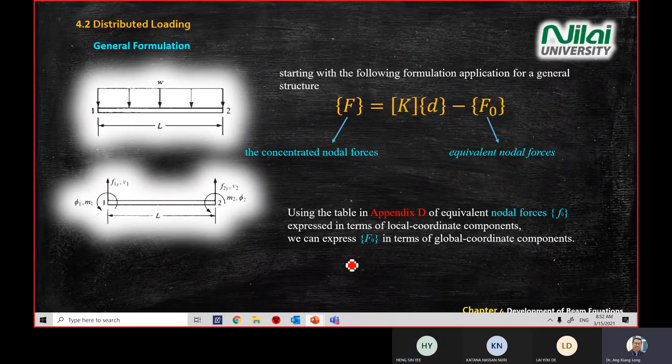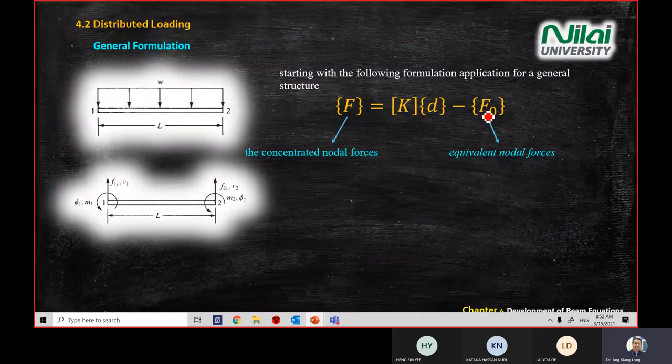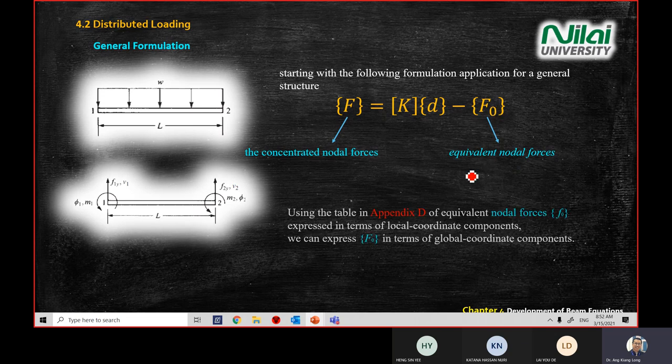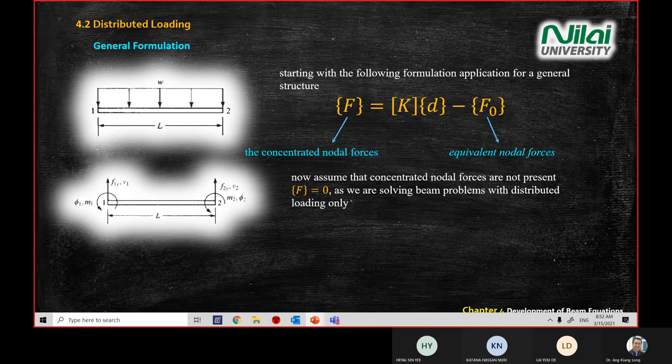Let's go back to our class. The table helps you to build this side because we need to build the matrix. Inside the beam matrix, we know that we have force and moment inside here. Same with this one. So for the F0 here, we use the help from the table.